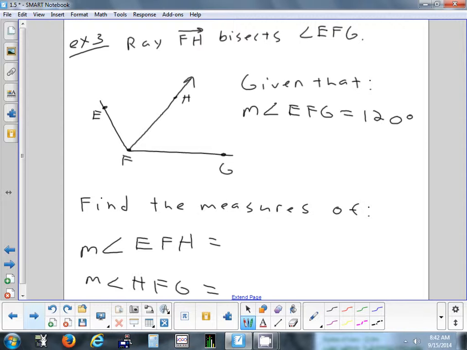Kira? 60. 60, how come? It's half. It's half, right? If it's being bisected, it's cut into 2 equal parts. So that's half. How about the measure of angle HFG? Yeah, 60. It's also 60, for the same reason. It's being cut in half.